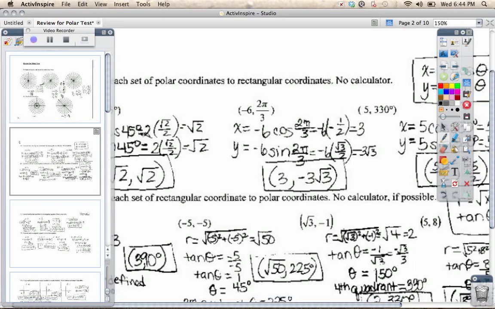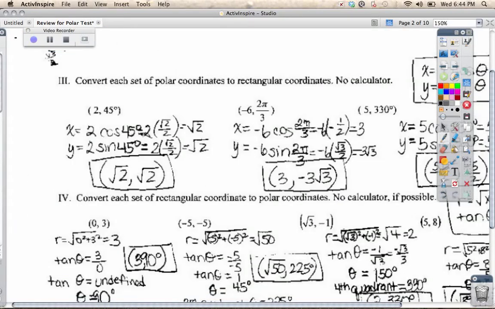All right, let's go ahead now and talk about number 3 on our review packet. So we're going to convert each set of these polar coordinates to rectangular coordinates, and we're not going to use our calculator to do this. So for the first one, we have 2, 45 degrees. And so all we have to do in this case is know what r is and know what theta is.